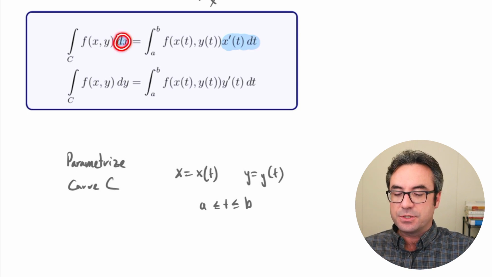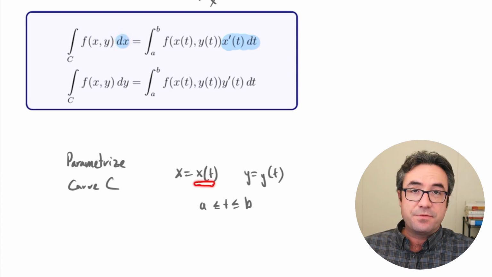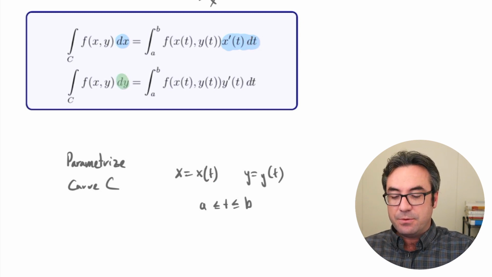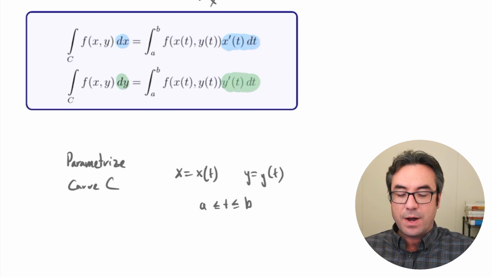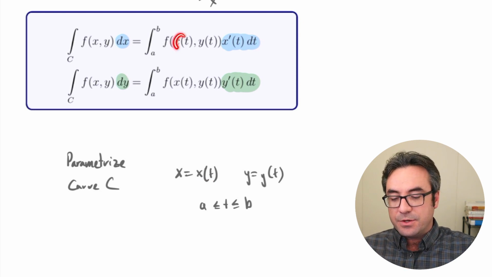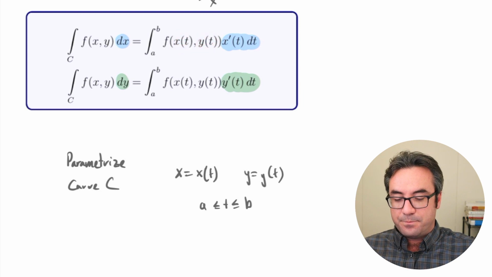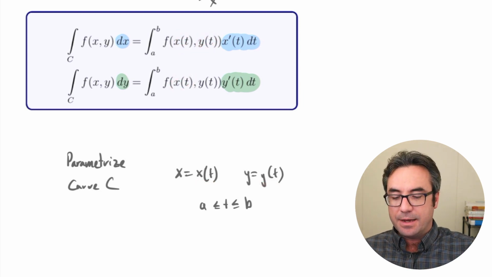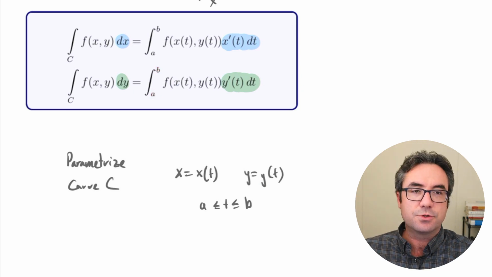dx, the differential dx, is just the derivative of our x equation times dt. And then the differential dy is just the derivative of our y equation times dt. And then we just fill in the pieces of our parametric curve, x of t and y of t, and we integrate, as usual, with respect to t here.